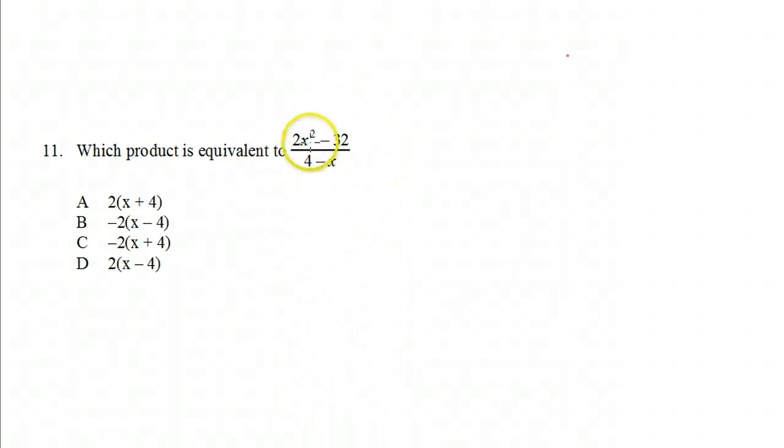Okay, for number 11, we want to simplify this and see which of these is equivalent to it. And so remember, the way that we're going to simplify is really a factor and cancel type of problem. So there's no getting LCDs or anything, it's just factor and cancel. The first thing I notice is that these both divide by 2, so let's factor that 2 out.